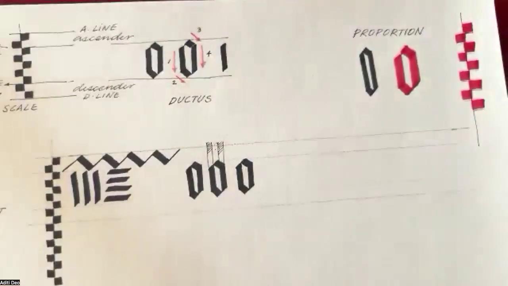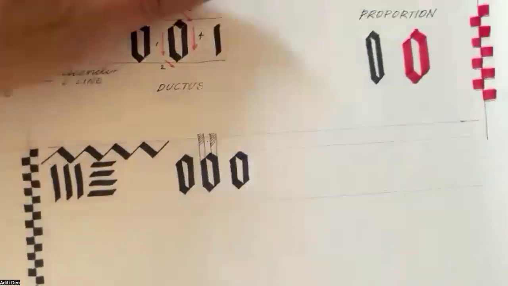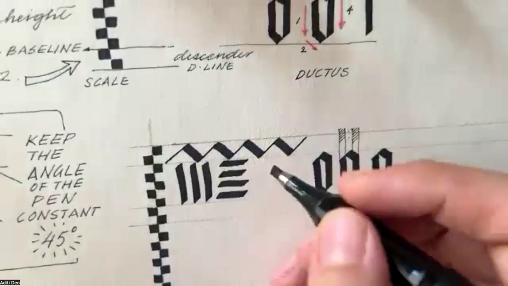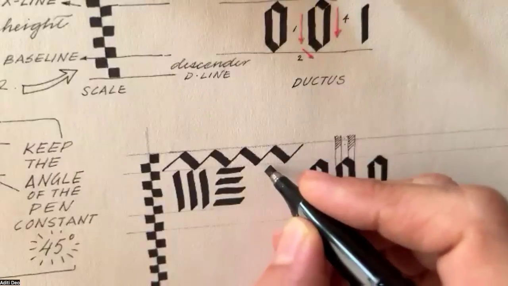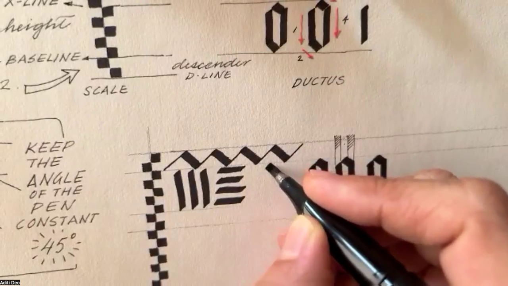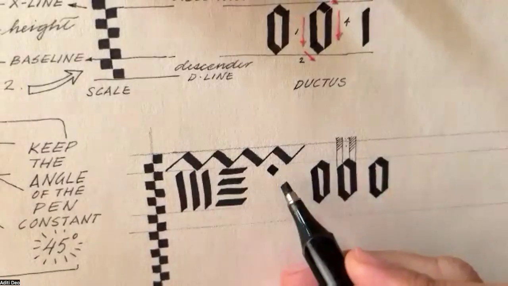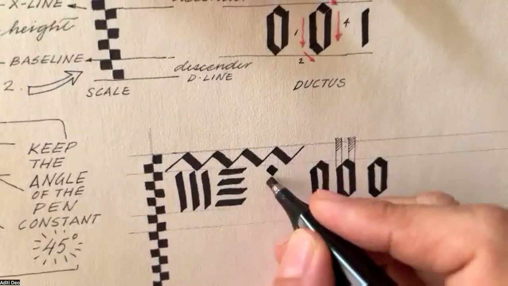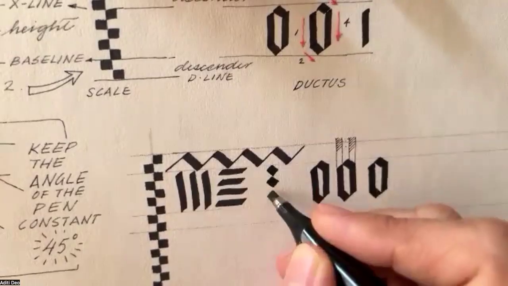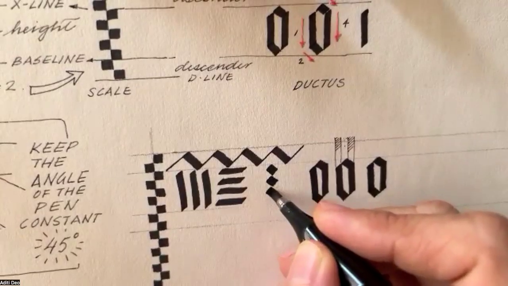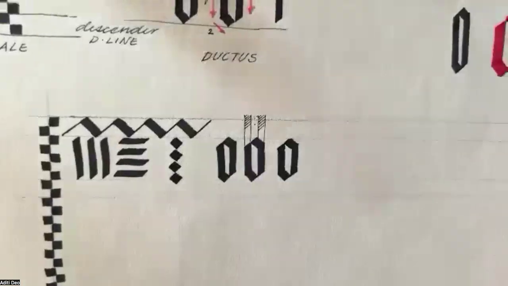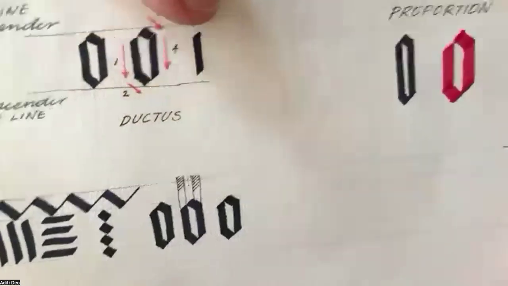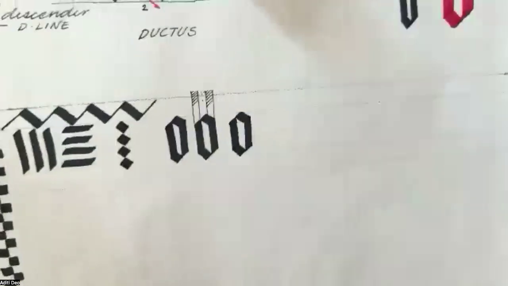Now, one consistent shape you will make is a diamond shape, which is making a stroke the length of the pen width itself. So it becomes a diamond. And this diamond shape is used for most letters, tops and bottoms.